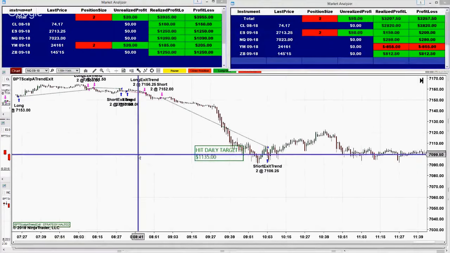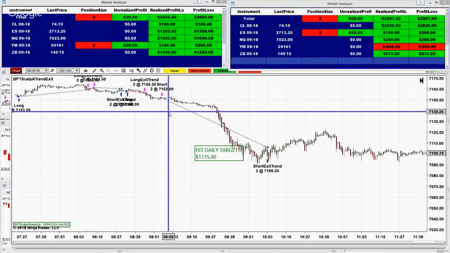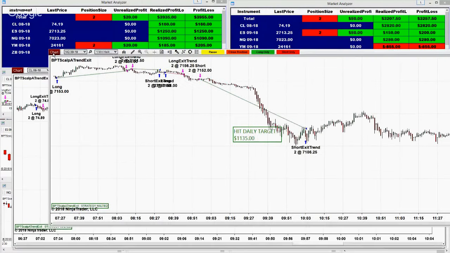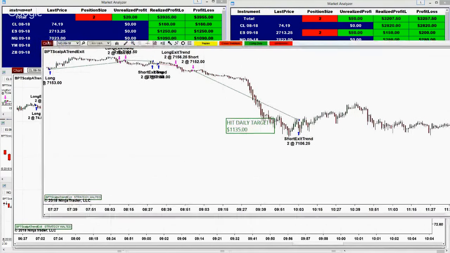NASDAQ, 1 minute, which not that many auto trades can survive on. That's why they have to take refuge in Renko bars and some kind of weird looking charts, because they cannot cover 1 minute. This is a 1 minute chart, 1, 2, 3, and one losing trade, 1135. This one is based on 1 minute, folks.